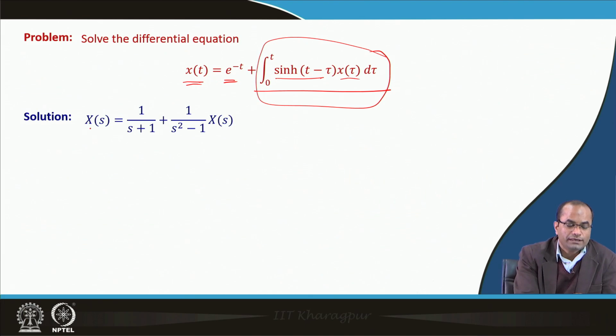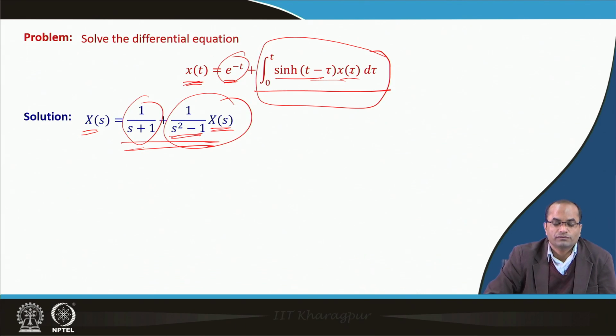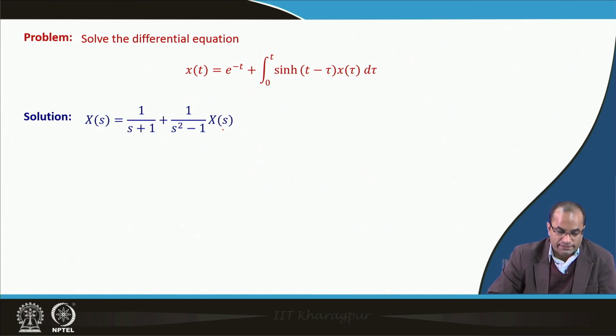So, having that, we have the X(s) here, and then for e^(-t) we have 1 over s plus 1, and in this case this will be the product. So, the Laplace of sinh will be 1 over s square minus 1, and the product of the Laplace of x(tau), that is X(s).